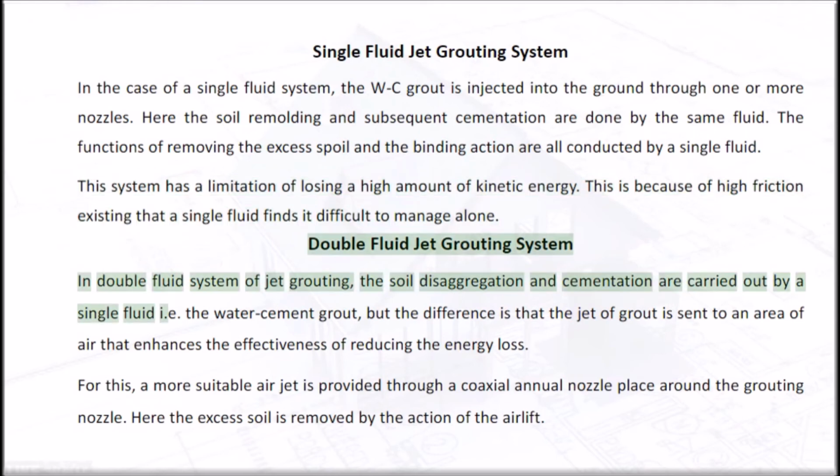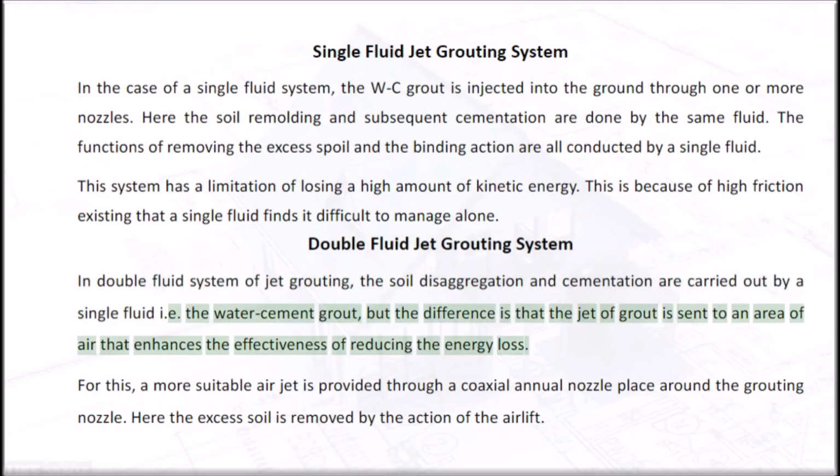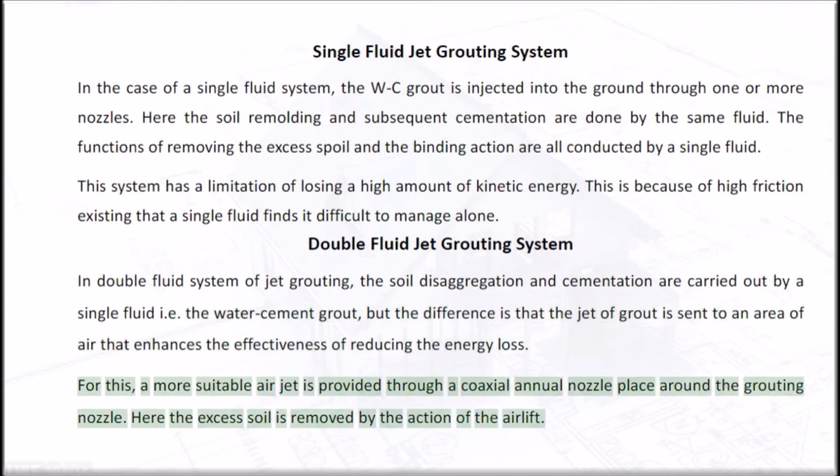Double fluid jet grouting system. In the double fluid system of jet grouting, the soil disaggregation and cementation are carried out by a single fluid, i.e. the water cement grout, but the difference is that the jet of grout is sent to an area of air that enhances the effectiveness of reducing the energy loss. For this, a suitable air jet is provided through a coaxial annular nozzle placed around the grouting nozzle. Here the excess soil is removed by the action of the airlift.